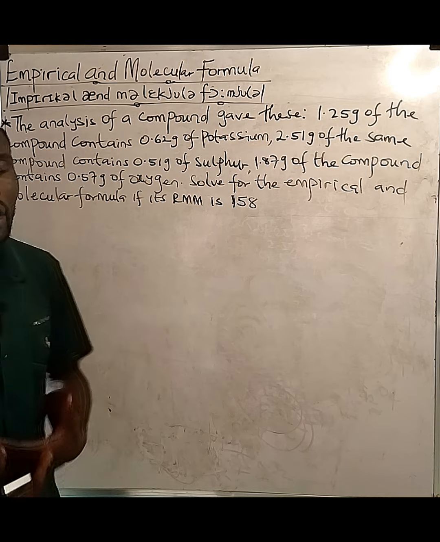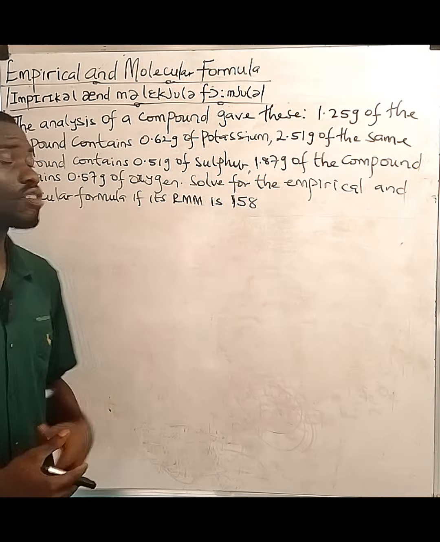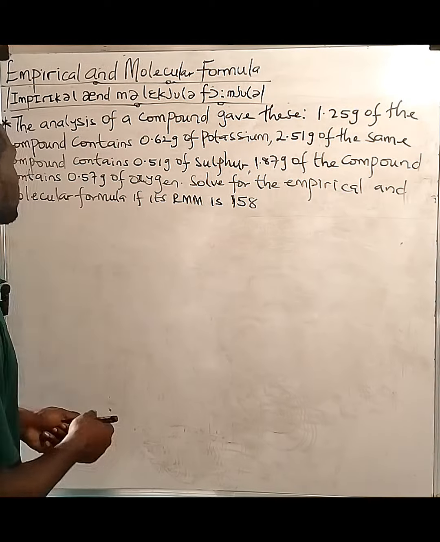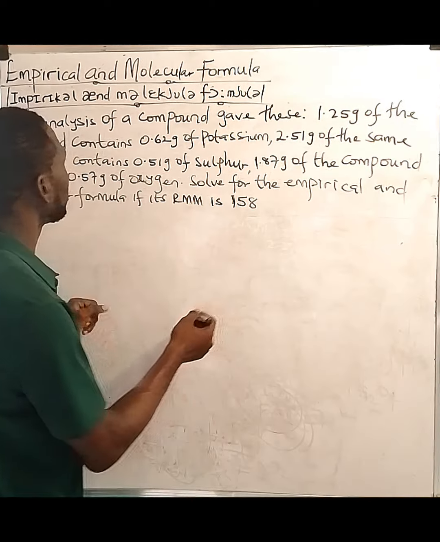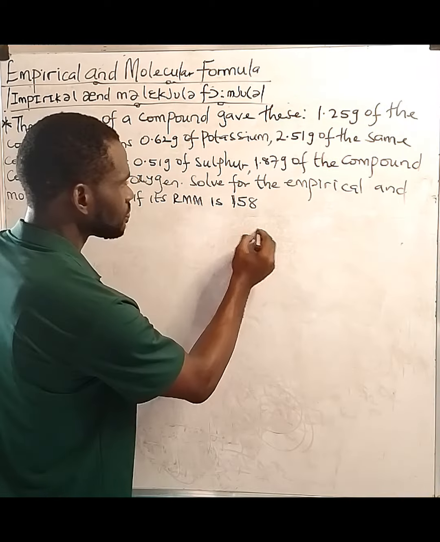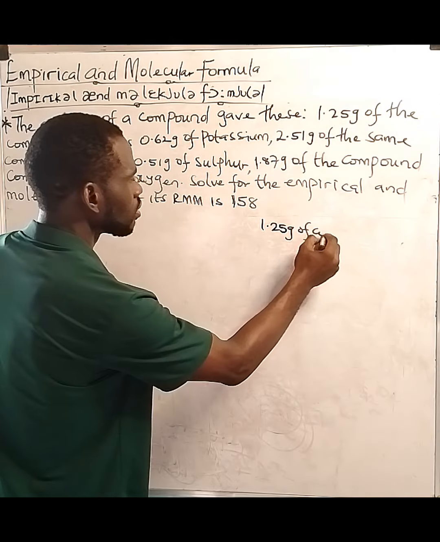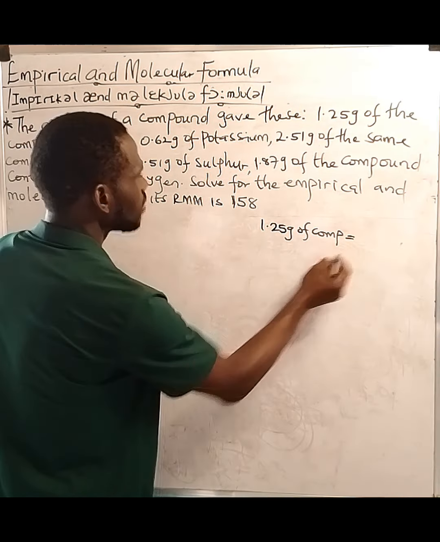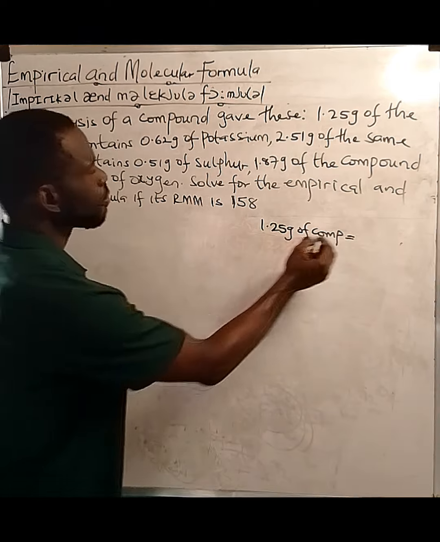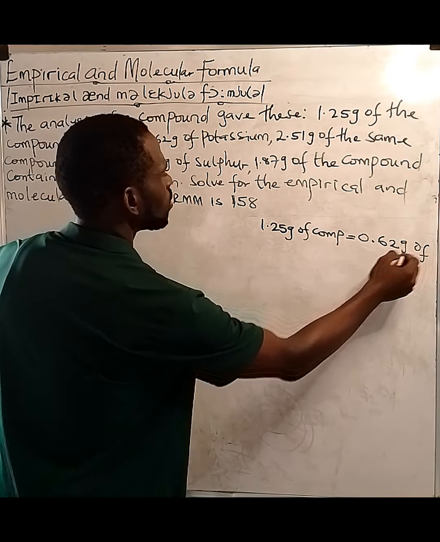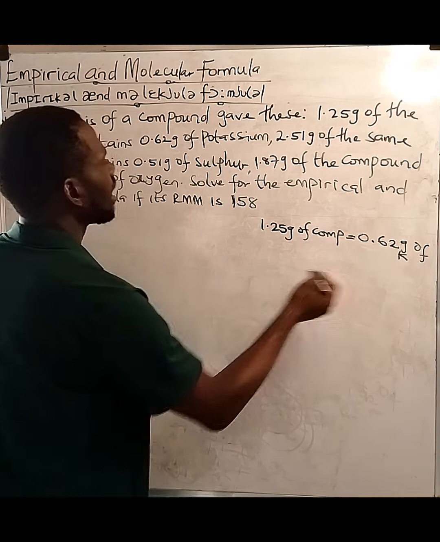Now the first thing we're going to do is to write out the parameters. Let's write out all the things we're given. So first, 1.25 gram of the compound contains 0.62 gram of potassium, represented by kalium.